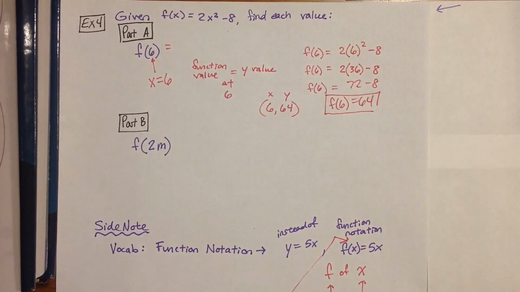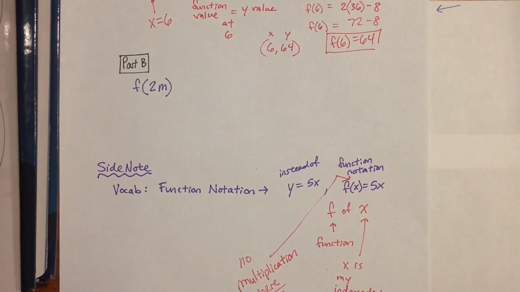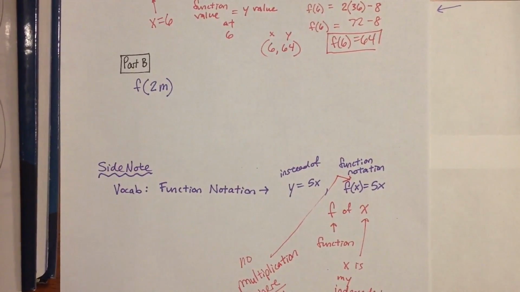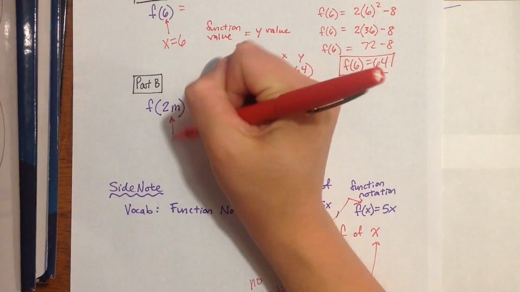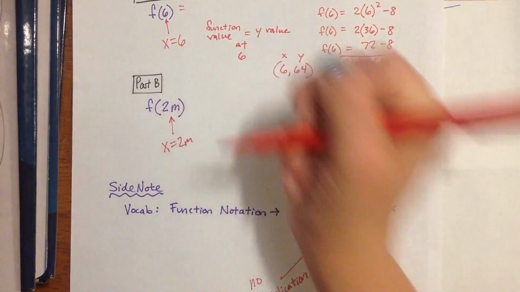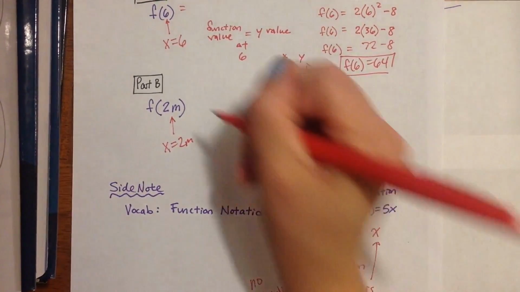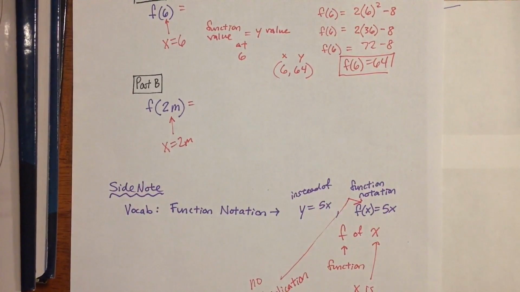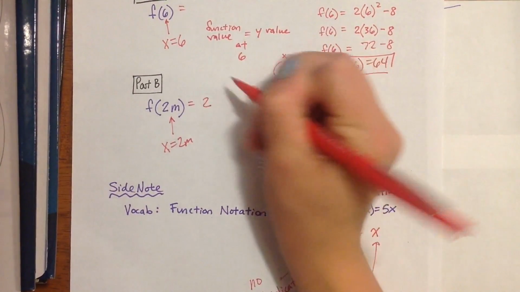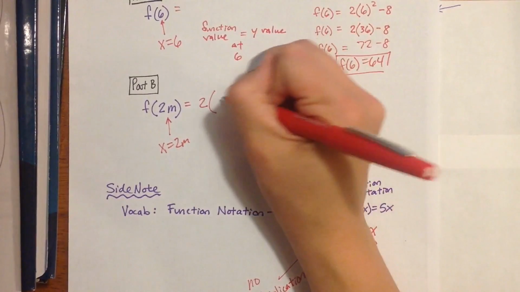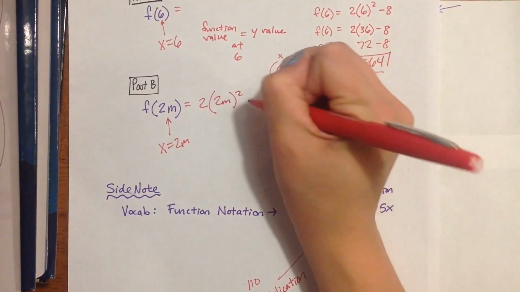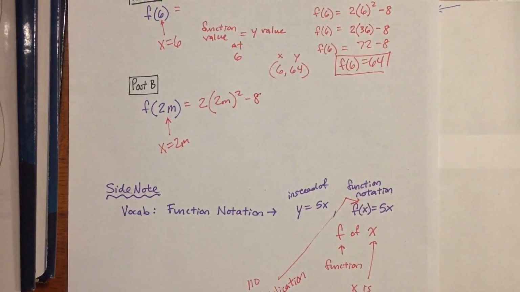Now, part B is a little bit different. Let's take a look at that. I'm going to plug in 2m this time, which is a little bit different because there is a variable in it already. But I can handle this. It's just a matter of simplifying with my order of operations. So again, this is what's happening when x equals 2m. So I'm going to take 2 times x squared, but that's 2m squared, minus 8.